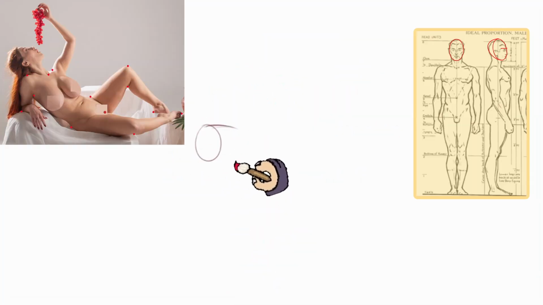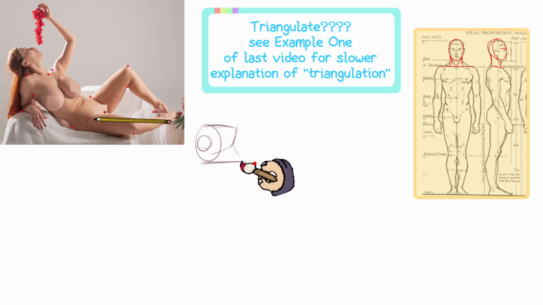Start with a simple head. Triangulate the pit of the neck with angles. From here, we copy the angle of the shoulder line. Now triangulate for the shoulder bumps.